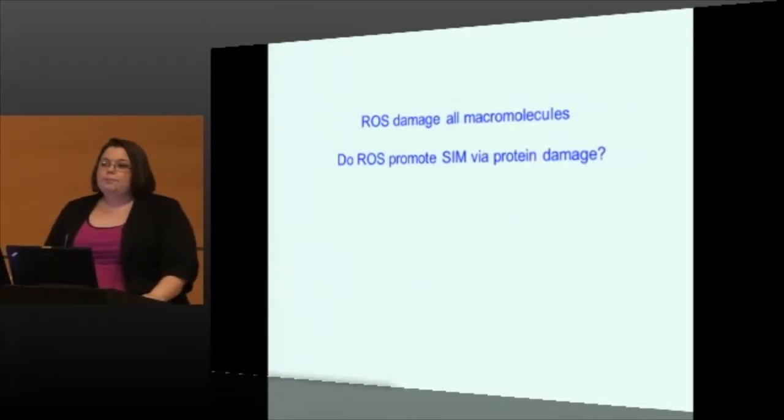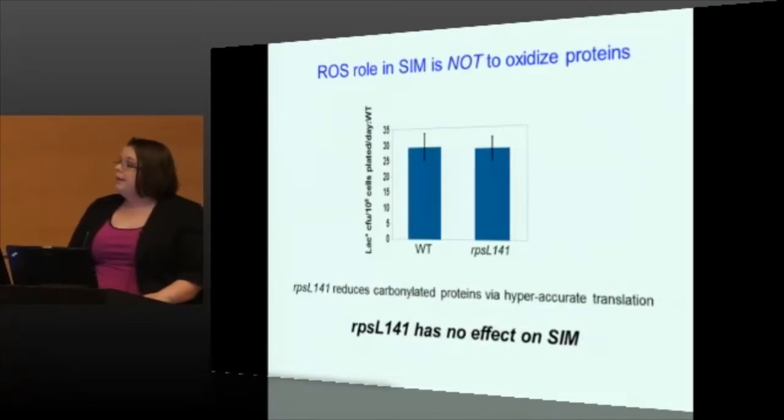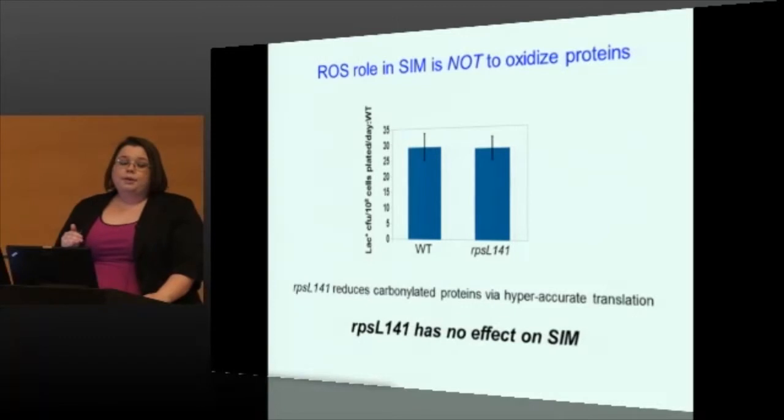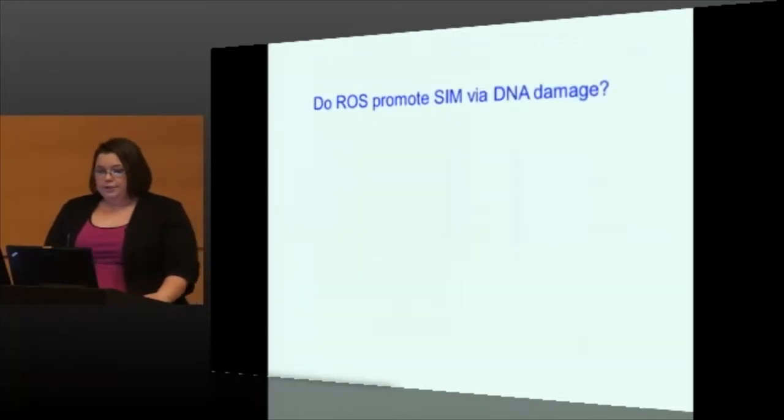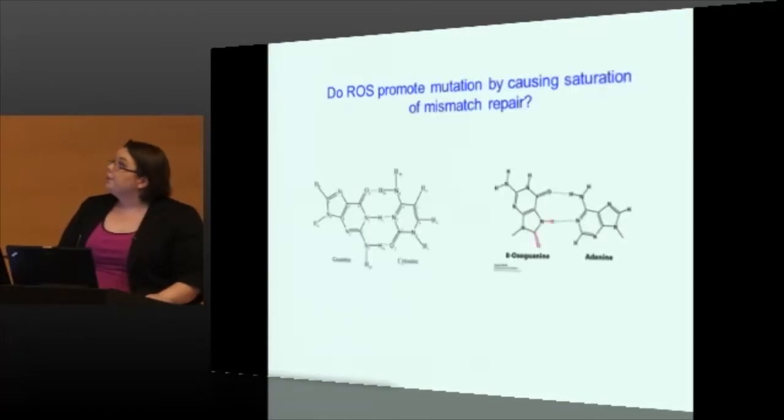When you oxidize proteins, you do alter the function of those proteins, and it was a possibility that perhaps that altered function was required for mutation formation. So we used a hyperaccurate ribosomal allele that decreases the amount of oxidized proteins in the cell and found that it had no effect. So ROS are not required for protein oxidation. So the second one, does ROS promote mutagenesis through DNA damage?